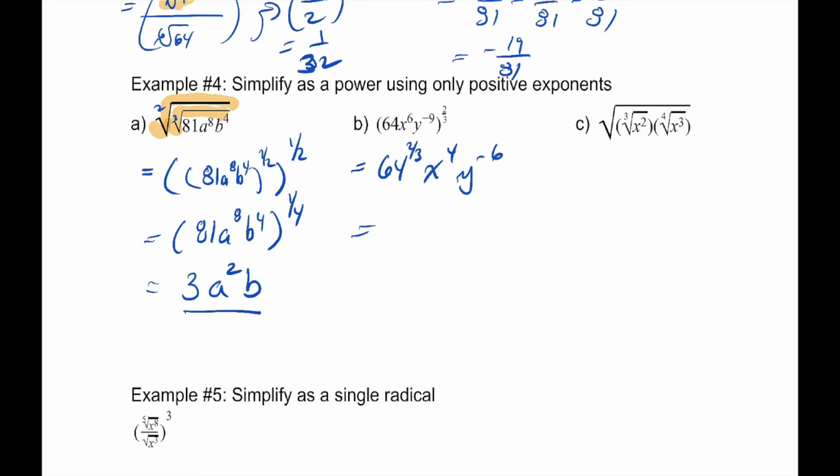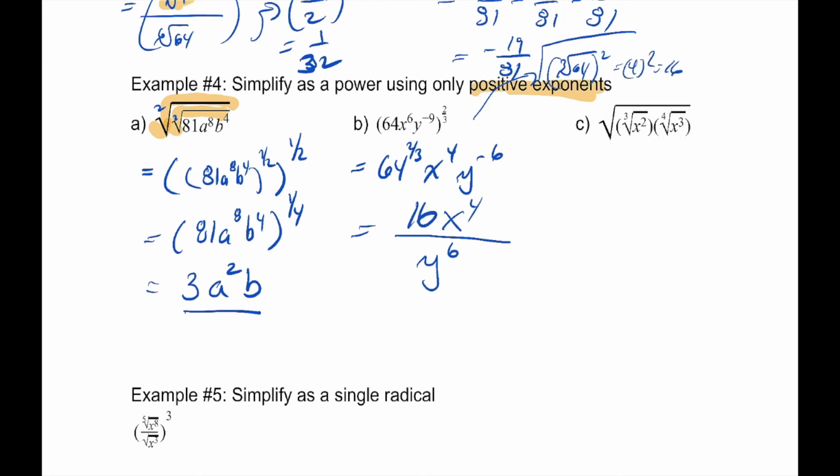So again, we only want positive exponents. So in this case, y is going to become the denominator with the power of 6. X stays on top with the power of 4. And the 64 to the power of 2/3, well, I'm just going to do this off to the side. So this is going to be the cube root of 64 squared. Well, the cube root of 64 is 4. So this is 4 squared, which is 16. So we're left with 16 on top over here.